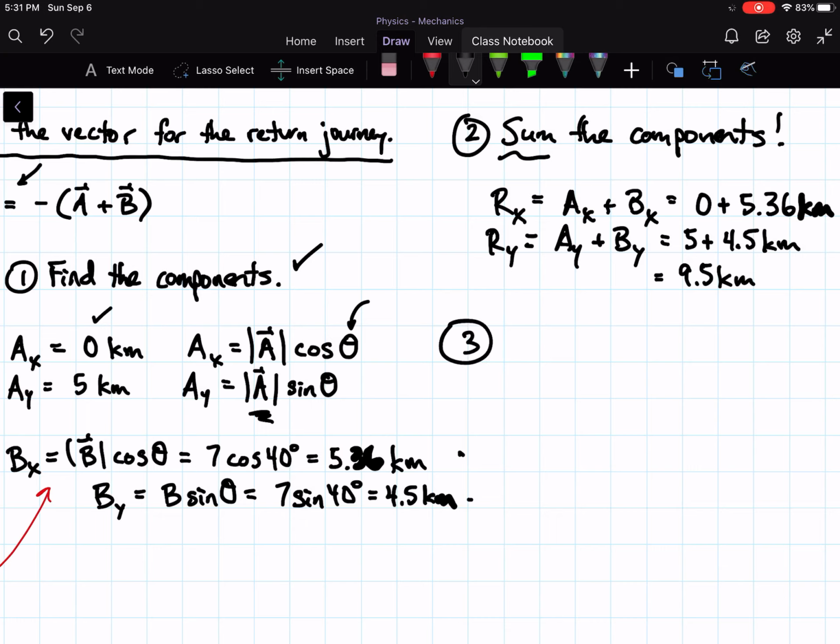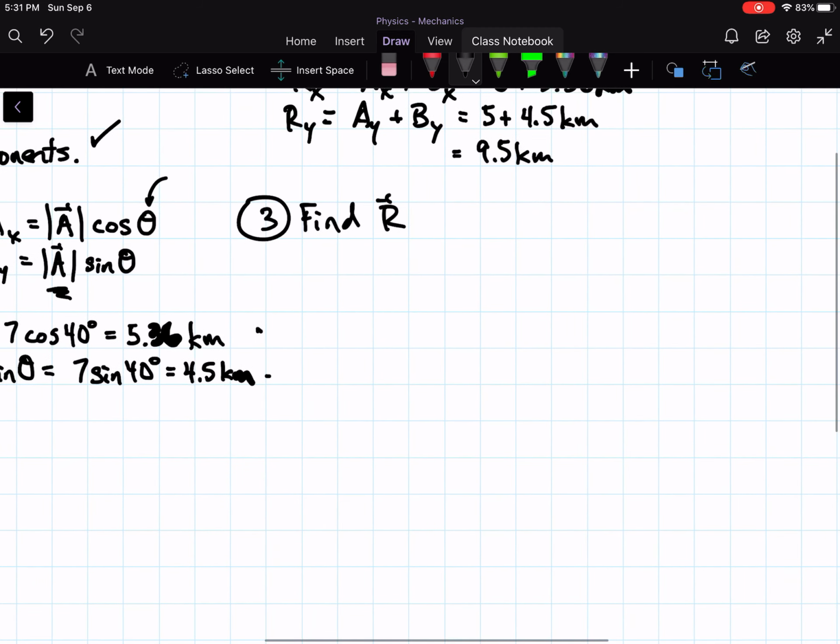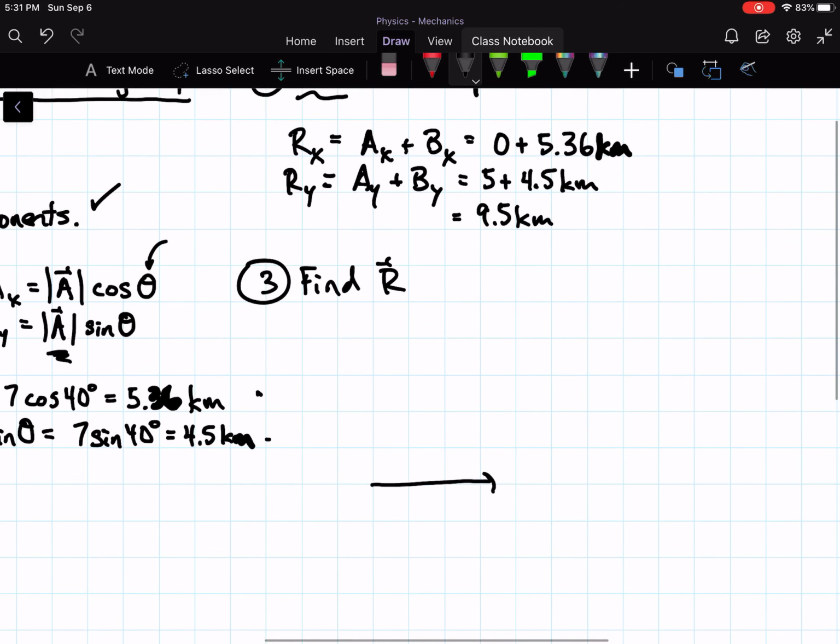Number 3, compute the magnitude and direction of R. So find R, basically. Every vector has a magnitude and direction. And to do that adequately, we want to take a look at R all by itself, right? R is going to have an x component that we know is positive, about 5.4 kilometers. So there's Rx. And we know that Ry is positive and is quite a bit bigger. It's about 9.5 kilometers, so I'll bring that up a little ways just to be roughly in proportion.